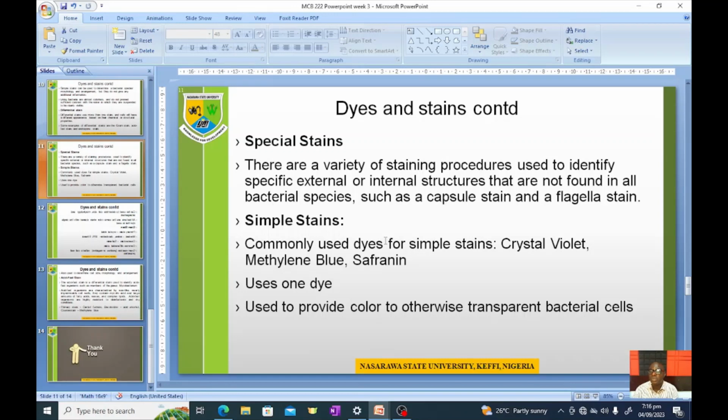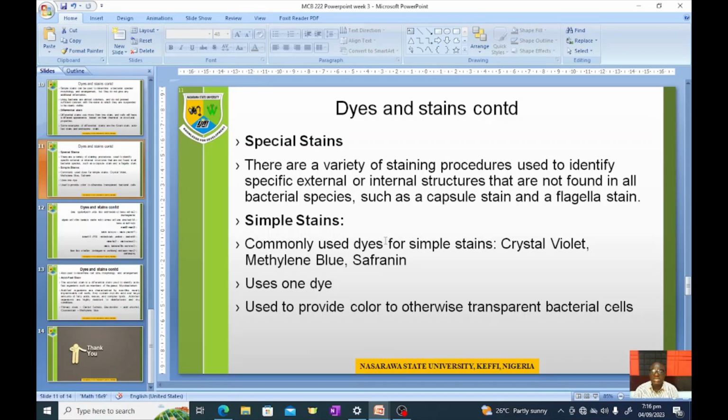More so, some bacteria have flagella, whether polar or scattered all over. The flagella have to be stained to be visualized, and special stains are employed to be able to view the flagella and also classify the bacteria as such.